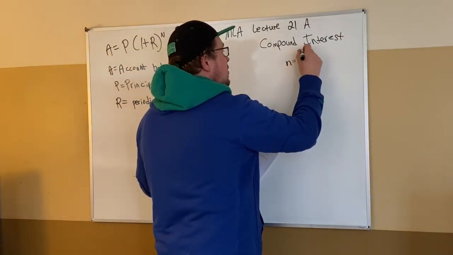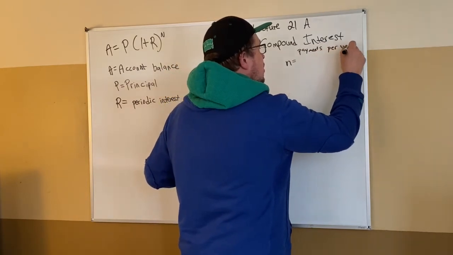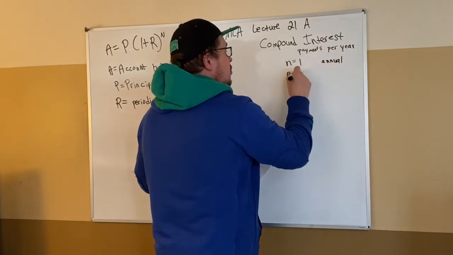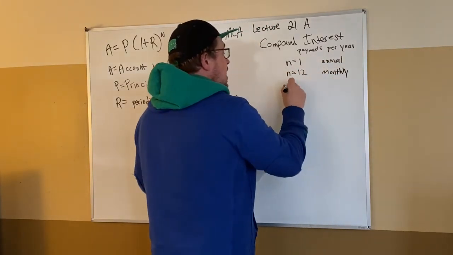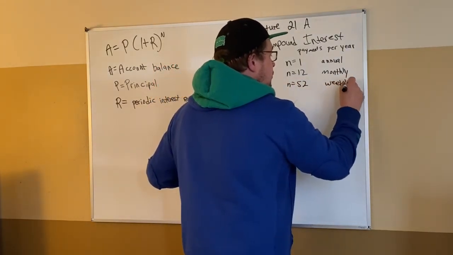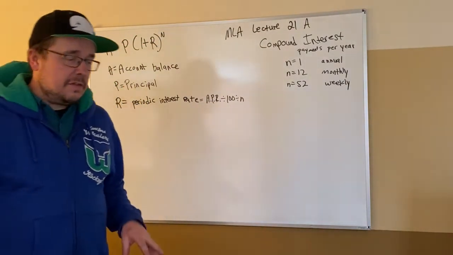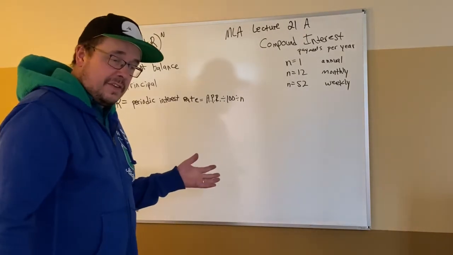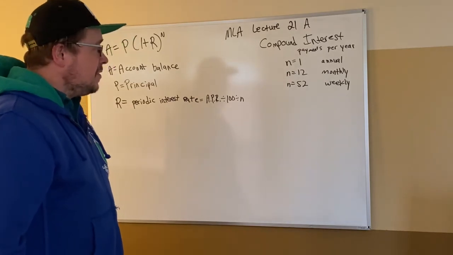N equals payments per year. N equals 1, we call that annual, that's once a year. N equals 12, we call that monthly. Every month you make a payment, that's going to be 12. N equals 52, then we're going to call that weekly. It's actually not 52. If you take 365 and you divide it by 52, you can find there's a little bit extra on there. We don't have exactly 52, but that's what's standardly used. 52 weeks a year.